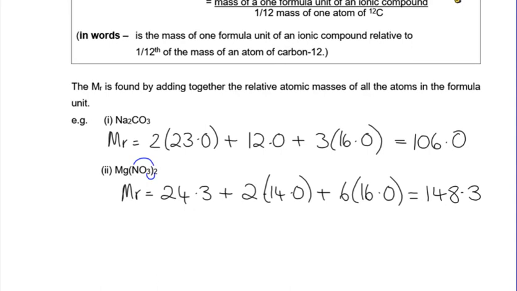So in this little section we've learned how to calculate the relative atomic mass using the weighted average, and how to add up relative atomic masses to calculate the relative molecular mass.